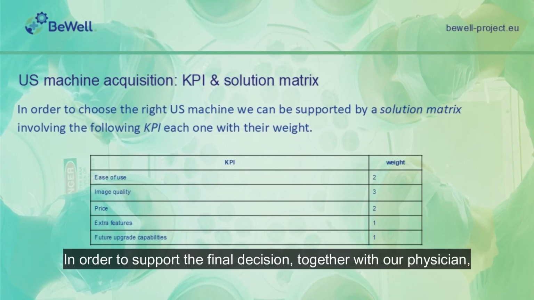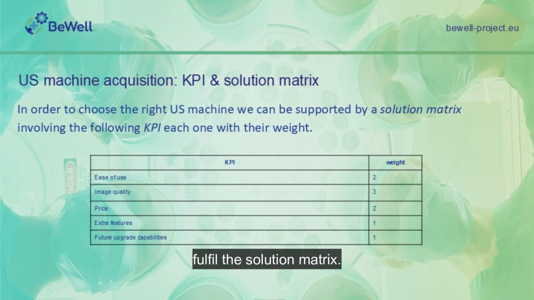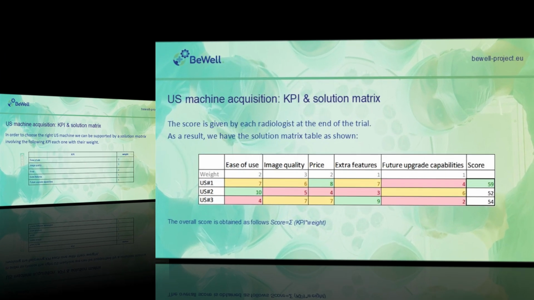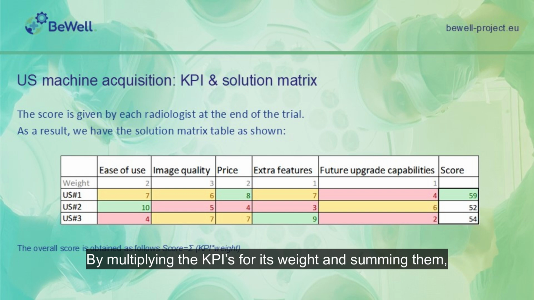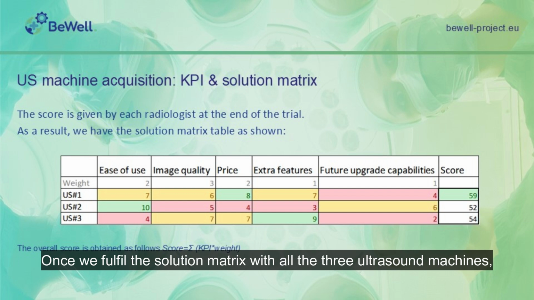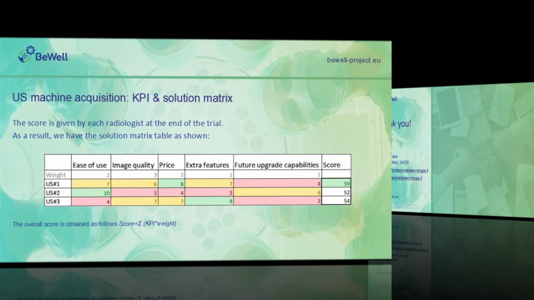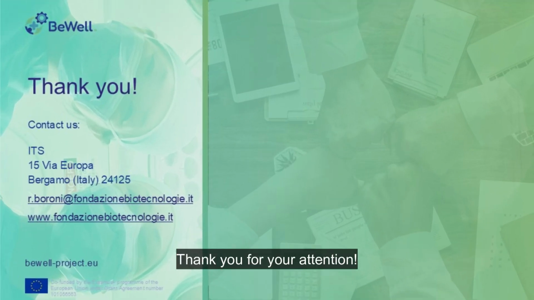In order to support the final decision, together with our physician, we choose some KPIs, key performance indicators, in order to fill in the solution matrix. By multiplying the KPIs by their weight and summing them, we can get the final score. Once we fill in the solution matrix with all the 3 ultrasound machines, we can verify which one suits our needs the best. Thank you for your attention.